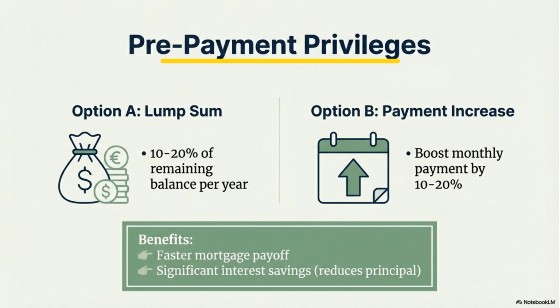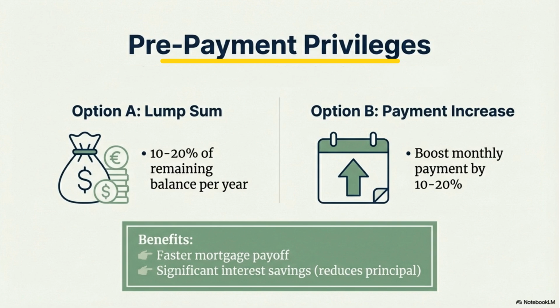Lastly, the two terms you will need to know about your mortgage are prepayment privileges and prepayment penalties. Prepayment privileges refer to the amount you can pay on your mortgage before facing a penalty. Generally, you have two options: lump sum payments, which allow you to put down 10 to 20% of your remaining balance per calendar year. Secondly, an increase to your mortgage payment. This enables you to boost your mortgage payment by 10 to 20%.